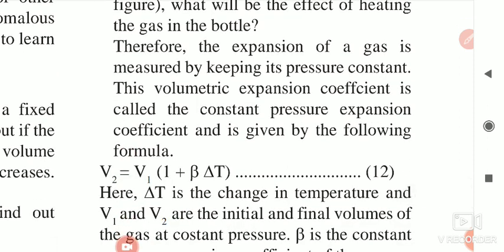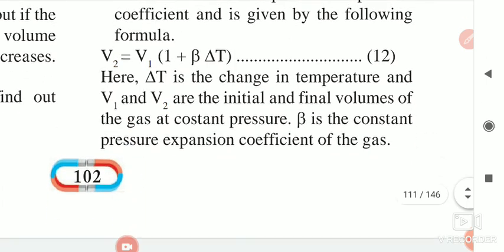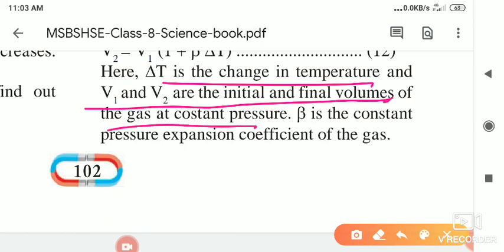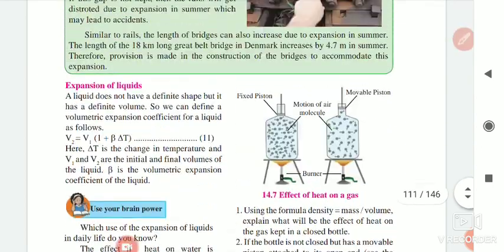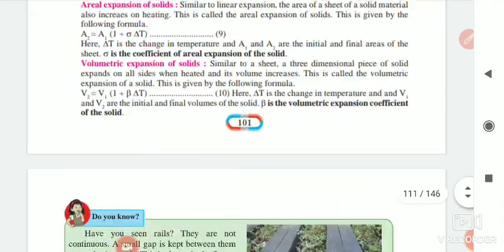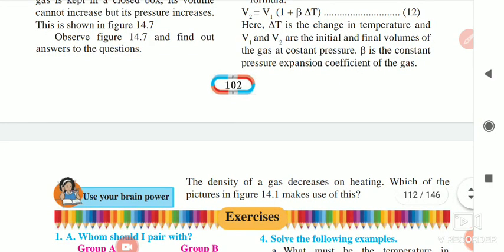This volumetric expansion coefficient is called the constant pressure expansion coefficient, and is given by the following formula: V2 is equal to V1 into bracket 1 plus beta delta T. Here delta T, as you know, is the change in temperature, V1 and V2 are the initial and final volume of the gas, and beta is the constant pressure expansion coefficient of the gas. So in this way all solids, liquids and gases expand when we provide heat to them, and we saw some examples of expansion of solids. In this way, today we are going to finish this lesson.